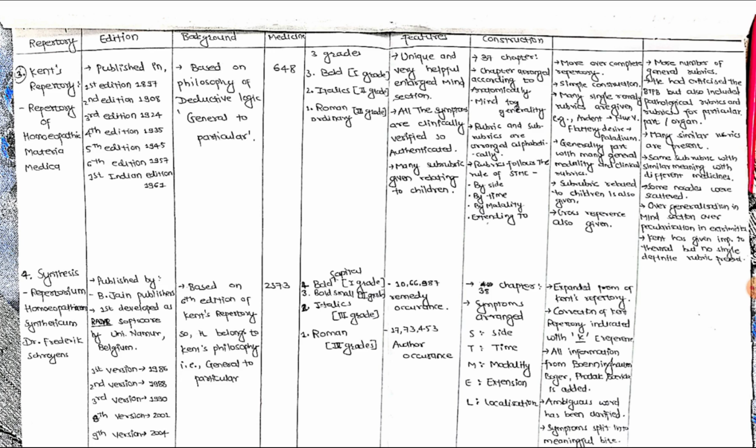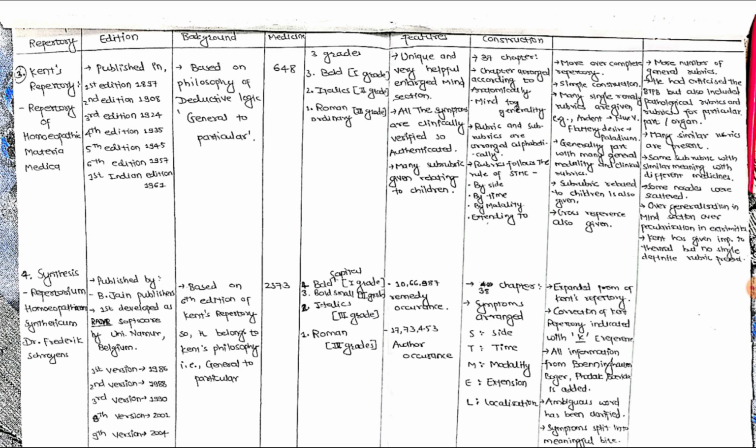Limitations: a larger number of general rubrics are given. He had criticized the BTPB but also included pathological rubrics and rubrics for particular parts and organs. Many similar rubrics are present. Same sub-rubrics with similar meanings with different medicines are given. Some nosodes were scattered and not properly mentioned, and there is overgeneralization in the mind section over particularization in extremities.